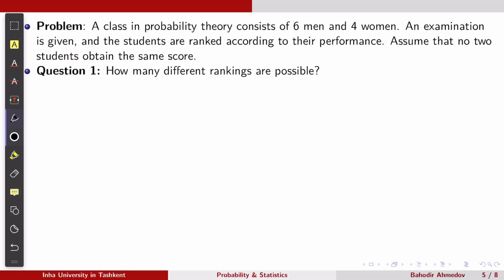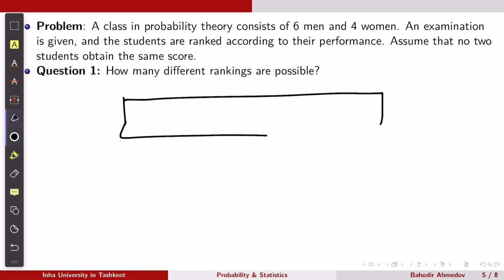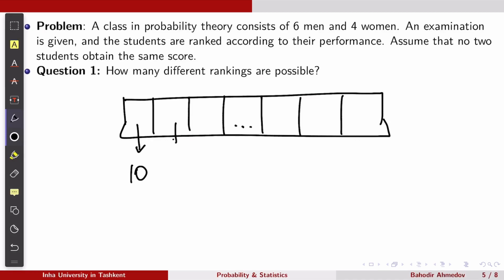Well, we need to think about this. So probably we can just make the boxes again. How many boxes do we have to make? There are 10 students and we need to order them, right? Which student is going to be the first, which is going to be the second, and so on. So that should be 10 boxes. In the first place, you can choose any of the 10 students, so there are 10 options. In the second place, we can choose 9 students because we've already chosen one of the students, right? And here it's going to be 8, 7, and so on until 1. Then we have to multiply those numbers. It's going to be 10 factorial.